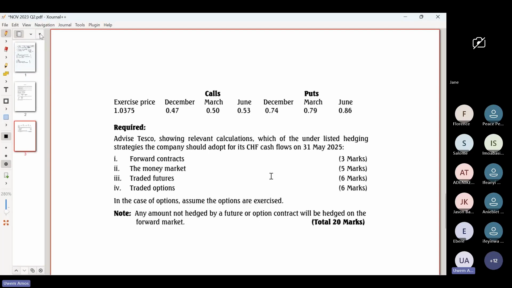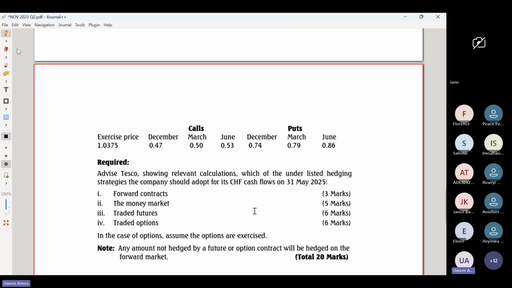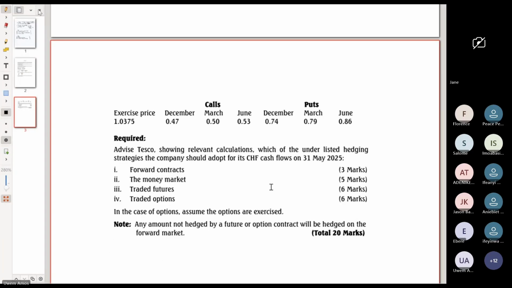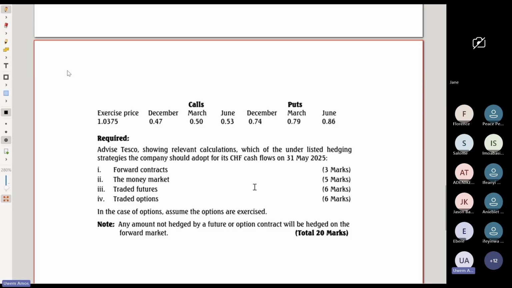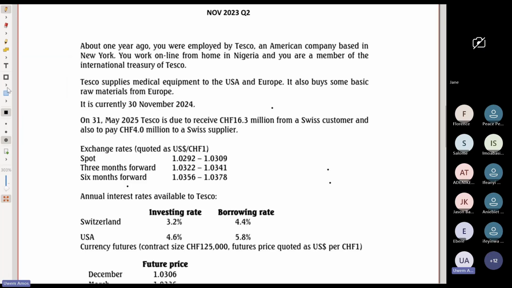So that's our question in front of us. Tesco is an American company, and they have a transaction with a Swiss customer, and basically they're going to use the Swiss franc. So they're concerned about adverse movement in exchange rate. And the key point is that Tesco right now is expecting a receipt and also expecting to make some payments. It's due to receive 6.4 million from a Swiss customer, and also has to pay 4.0 million to another, or maybe the same Swiss supplier as well.